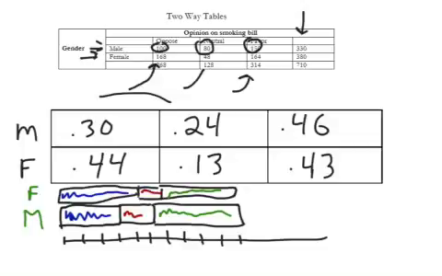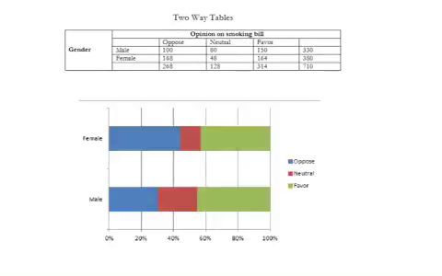We can see that there seem to be some differences in the proportions for male and females. We'll flip onto the next page, and poof, we have an Excel segmented bar graph giving us the same information. They put female on top and they put male on the bottom.